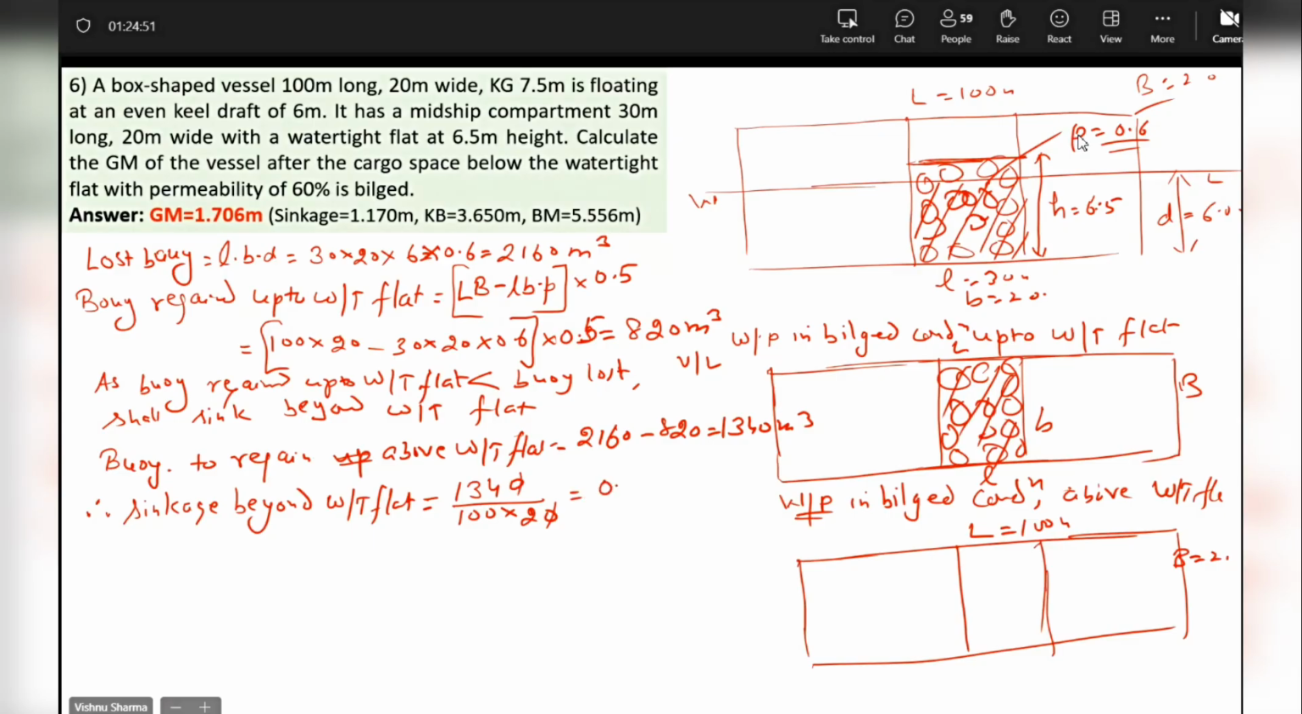So this is 0.620. Am I right? 620, no, beta? Six. 0.67, is it? 0.67, right? Okay. Therefore, you can go instead of total sinkage, you can find D1, no problem. Therefore, D1 will be equal to 6.5 plus 0.607 equal to 7.170 meters.